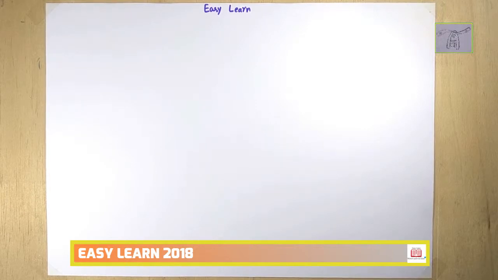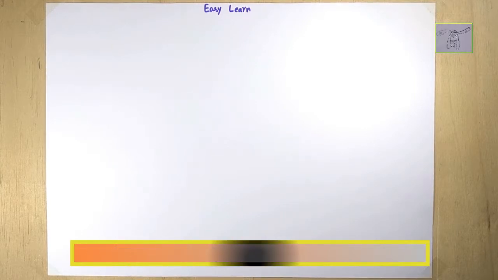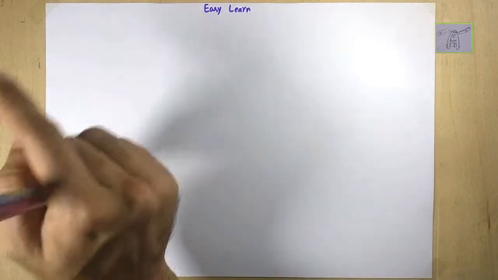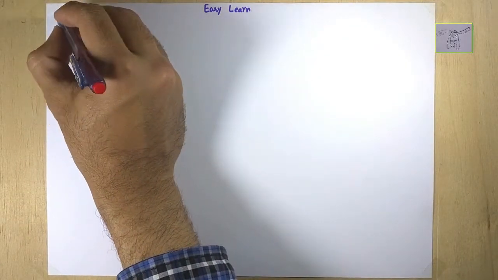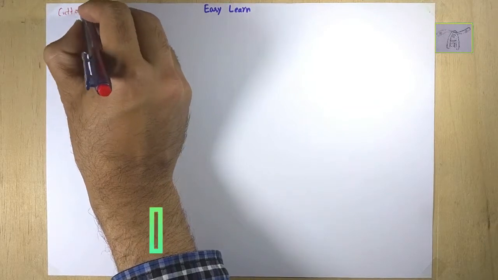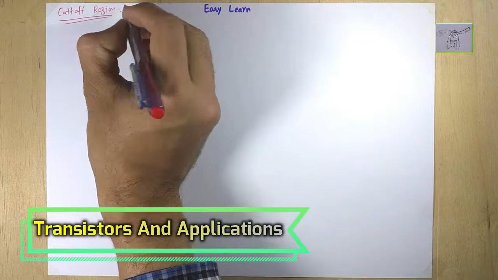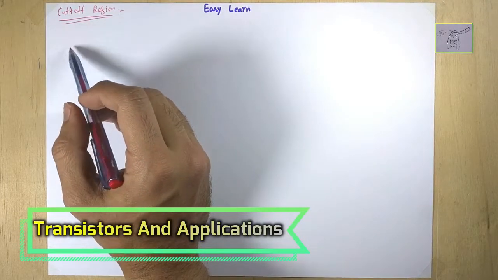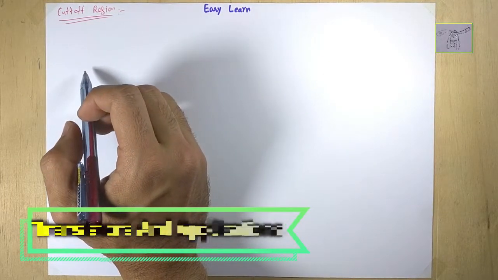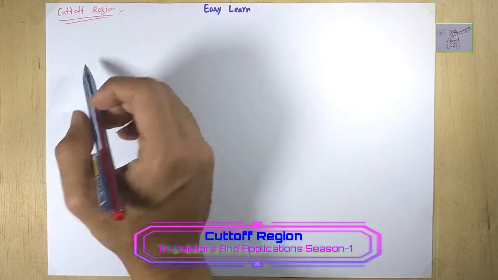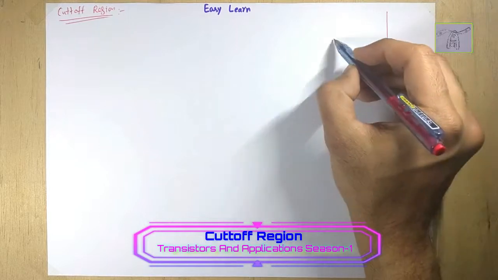In the previous episode, we discussed the collector characteristic curves, and in this episode we will discuss these concepts in more detail. First of all, let's start from the cutoff region. Cutoff region, as the name indicates, is the region in which the transistor does not conduct, and our output current is zero, as in a normal p-n junction diode.